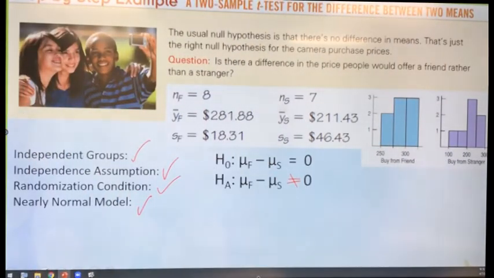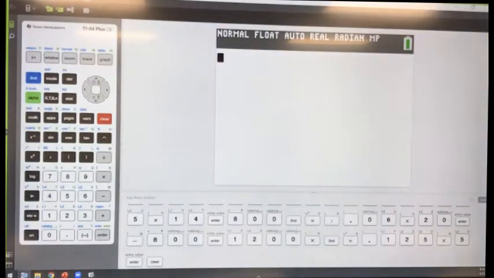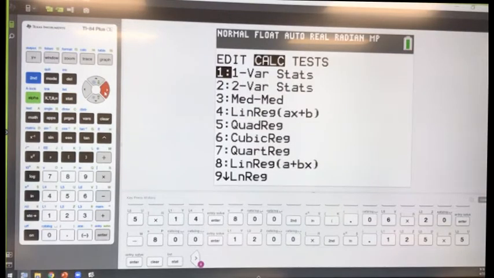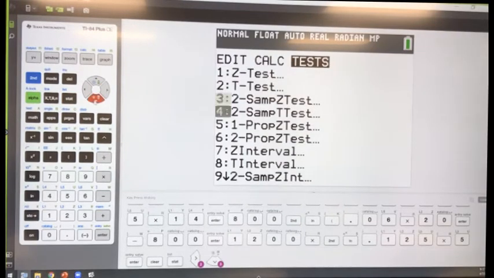Now, let's run that two-sample t-test. So we're going to go to our calculator, hit stats, go to test. Right here, two-sample t-test. So if it was just one sample, we would go to t-test. With 2, we have 2. So number 4. Hit enter.